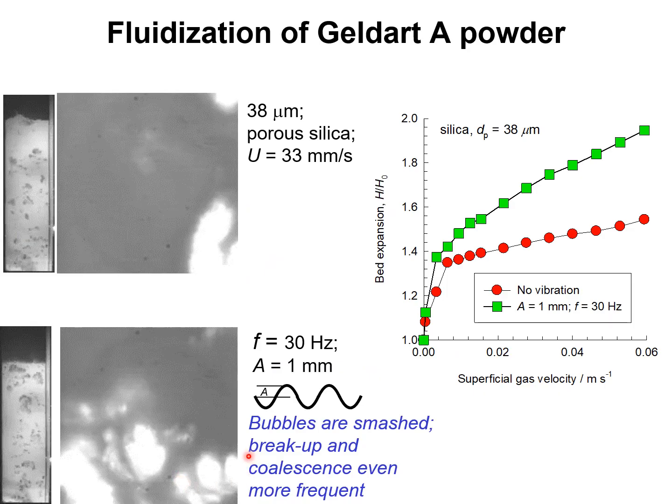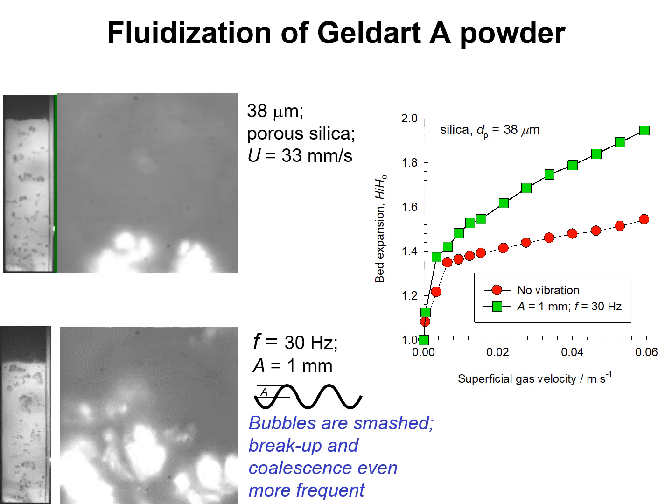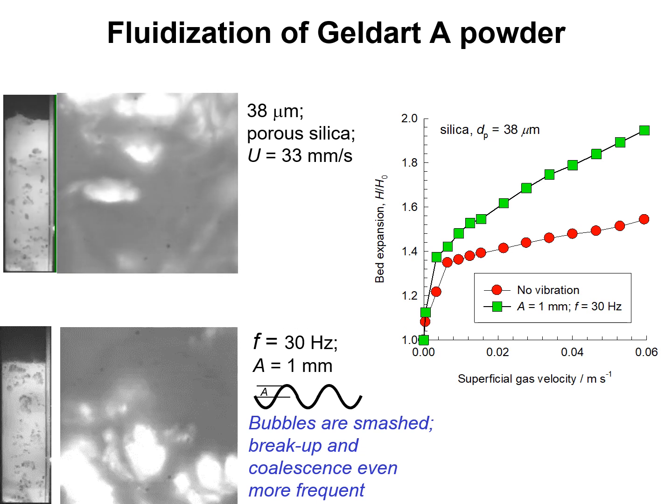We now investigate the influence of vibrations on the gas-solid fluidization. We consider a Geldart-A powder, porous silica particle of 38 micrometers, and let's look at a column that is operated at a superficial gas velocity of 33 millimeters per second. The column operation for an unvibrated fluidized bed is shown here. And if we zoom in, we can see the bubbles rising through the silica particles.